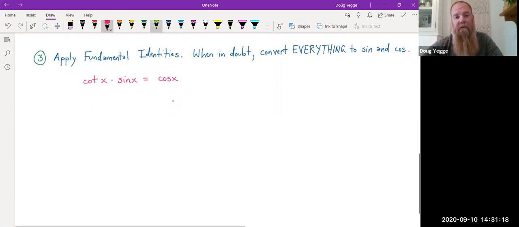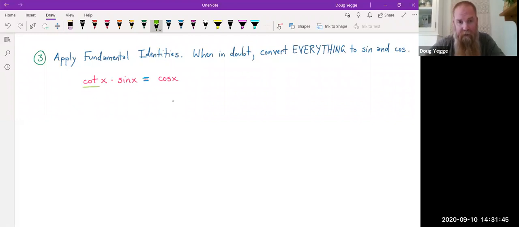So let's say that we have this relatively straightforward identity. Now this again is not a fundamental identity. Cotangent x times sine x is supposedly equal to cosine x. And I say supposedly because there's an equal sign, but I don't know for sure. So I'm going to verify that this identity is correct. So let's start off with what we do not do.